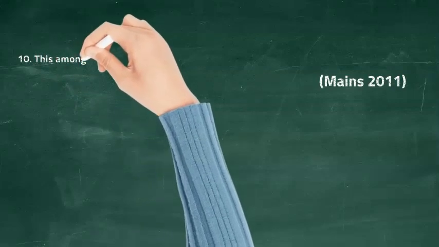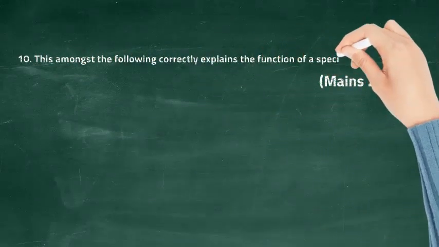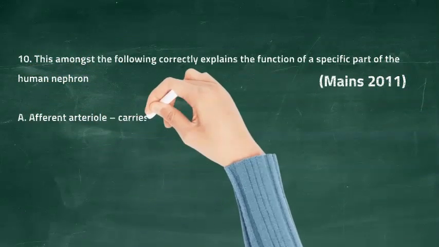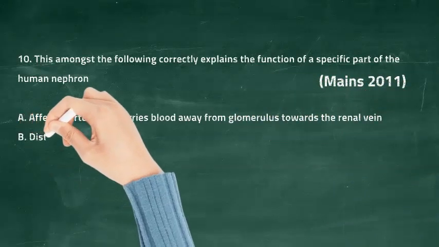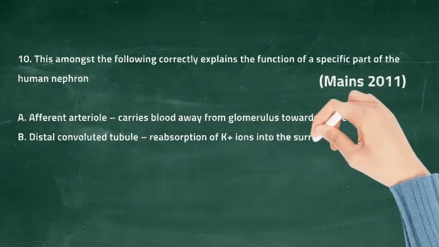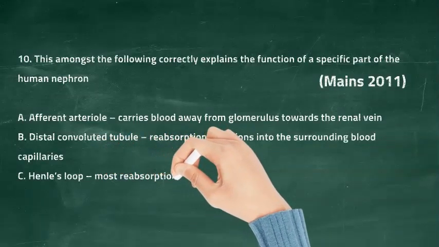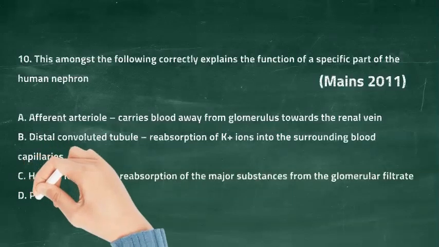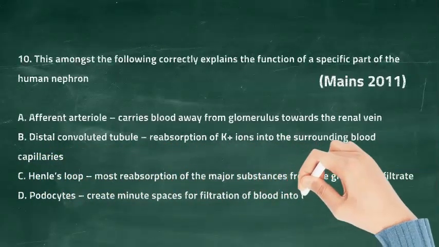The last question for this lecture is: which amongst the following correctly explains the function of a specific part of the human nephron? Option A is efferent arteriole, carries blood away from the glomerulus towards the renal vein. Option B is distal convoluted tubules, reabsorption of potassium ions into the surrounding blood capillaries. Option C is Henle's loop, most reabsorption of the major substances from the glomerular filtrate. And option D is podocytes, which create minute spaces for filtration of blood into the Bowman's capsule.